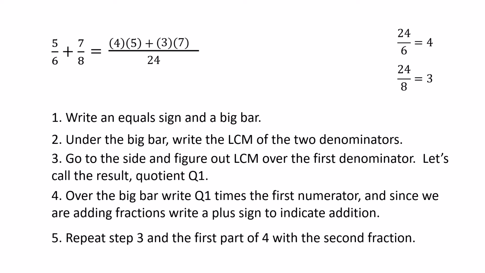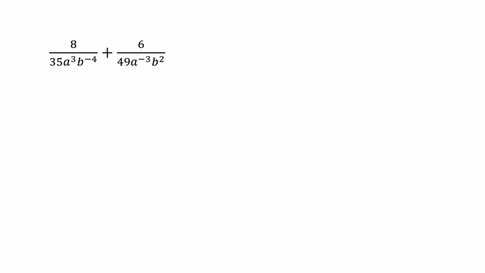Now, of course, all you need to do is just simple arithmetic. 4 times 5 is 20. 20 plus 7 times 3 is 21. 20 plus 21 over 24, and that is 41 over 24, right? That's it. Now, what if you have something complicated like this?